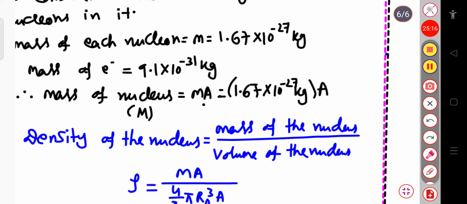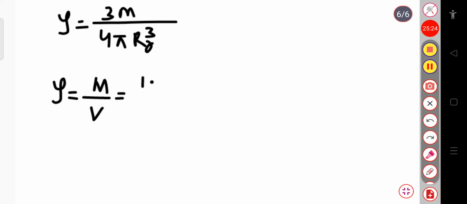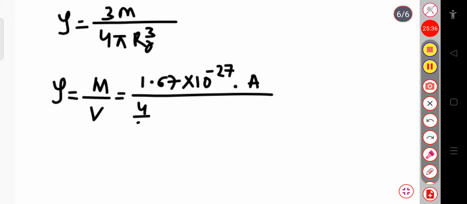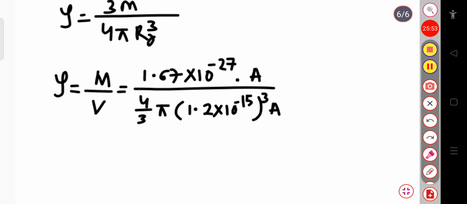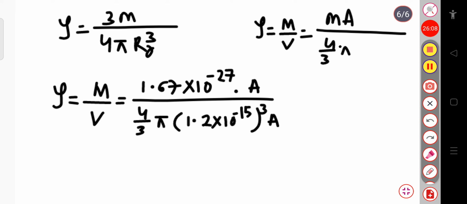So if I write this here, rho equals mass by volume, and that is equal to 1.67 into 10 power minus 27 into A, divided by the volume, which is 4 by 3 pi into, in place of r, I put the value 1.2 into 10 power minus 15 whole cube into A. Because rho equals M by V, and you can write capital M equal to small m into A, mass of each nucleon into atomic mass number, divided by 4 by 3 pi r naught cube into A. So if you cancel this A, you will get this much.